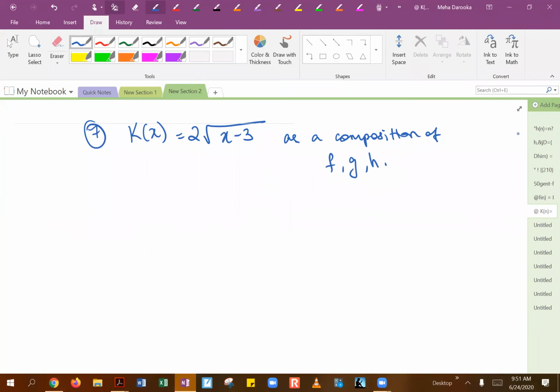So start with the x variable. What's the first thing we are doing to the x? Would you be subtracting by 3 first? Would you be taking the square root first? Would you be multiplying by 2 first?